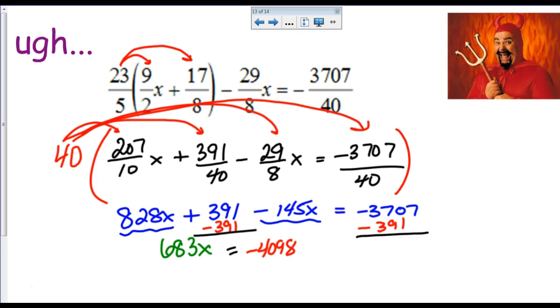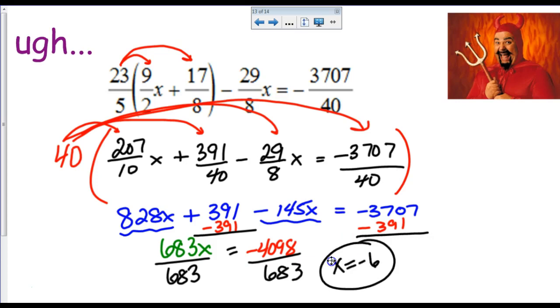And then this cracks me up every time because we're going to divide by 683. And you know what we're going to get? A beautiful answer, I believe, of negative 6. So after all that work, x equals negative 6. I would have never predicted it had I not already keyed it.